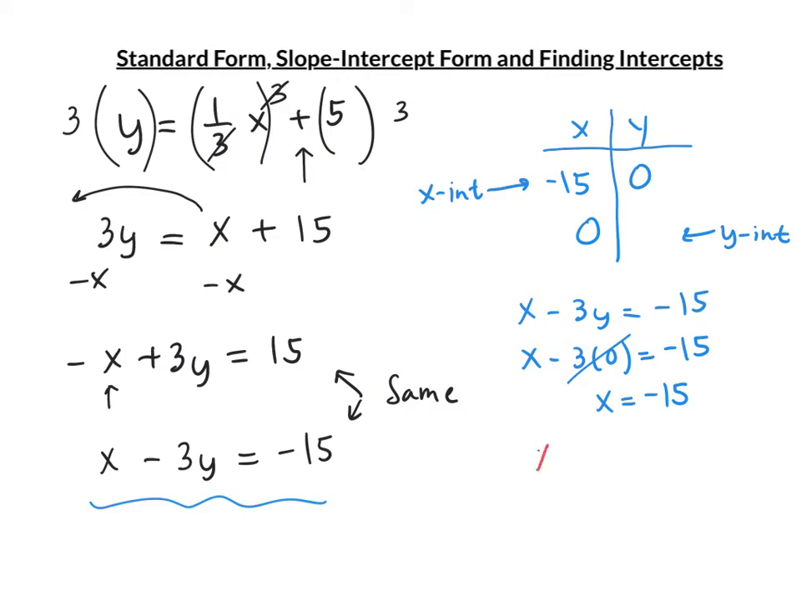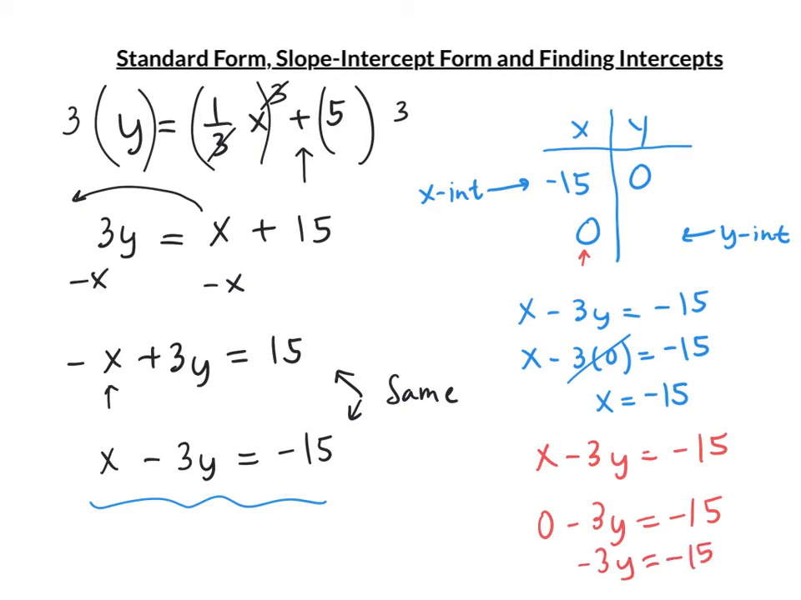I can do that one more time. I can take my equation, x minus 3y equals -15, and plug in x is 0. 0 minus 3y equals negative 15. Just like with the x-intercept, that 0 just disappears, and I have a simple equation to solve. Negative 3y equals negative 15.